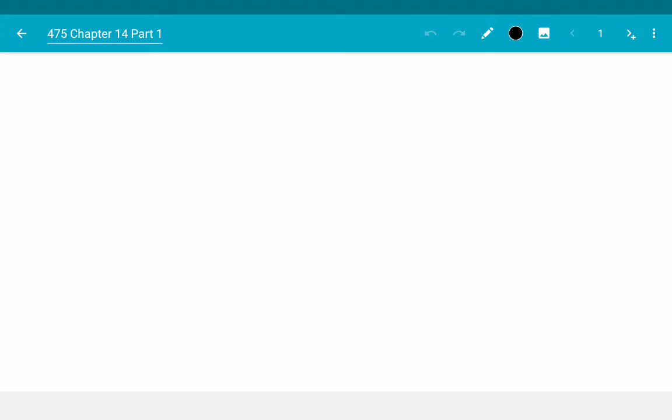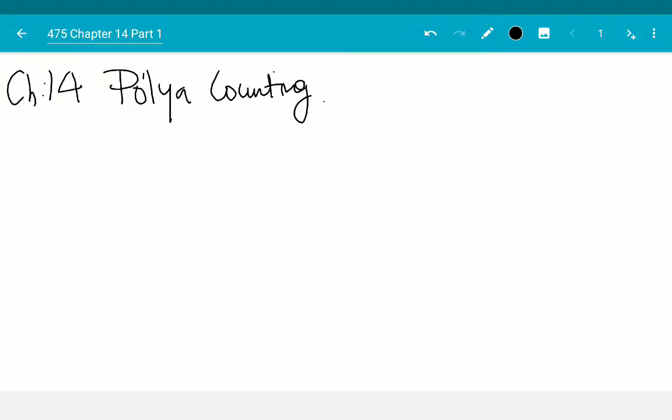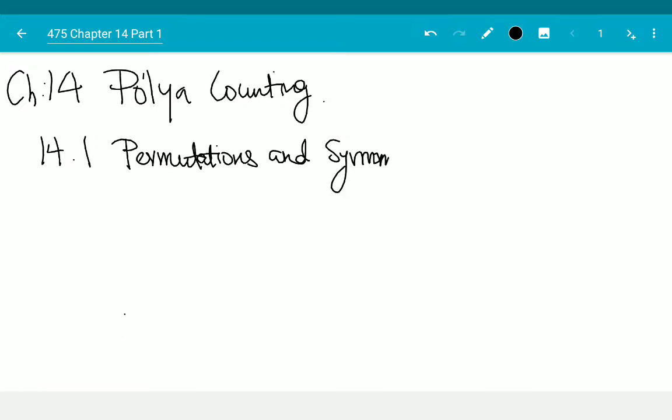So let's start with chapter 14, Polya counting, and we are looking at 14.1, which is permutations and symmetry groups. Okay, so suppose I am dealing with some finite set.